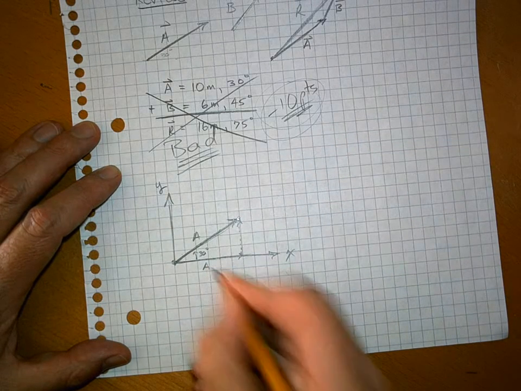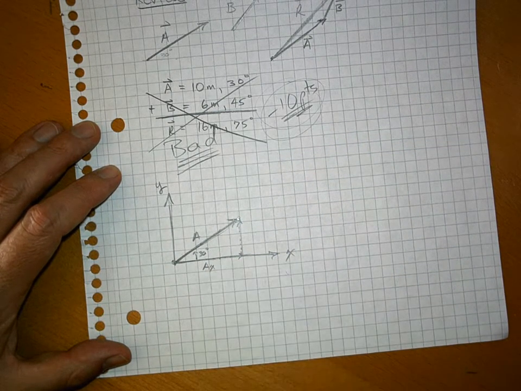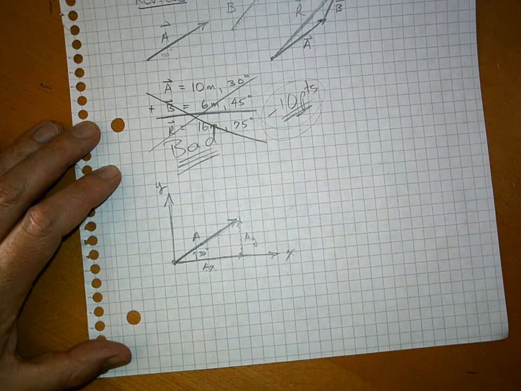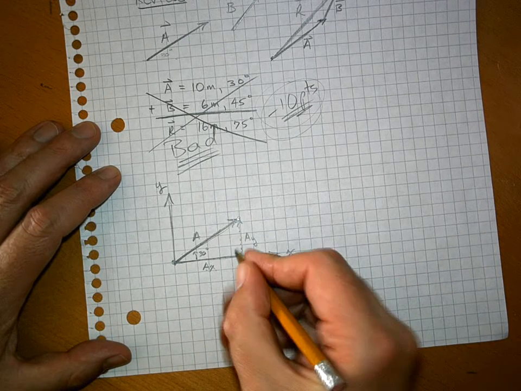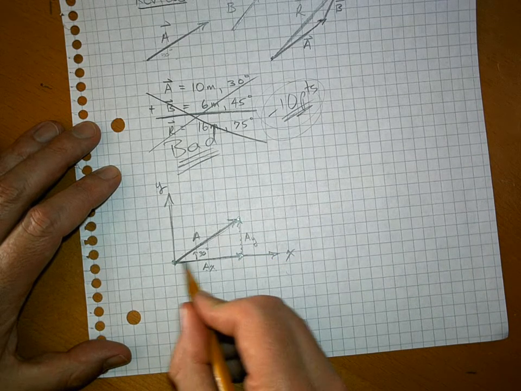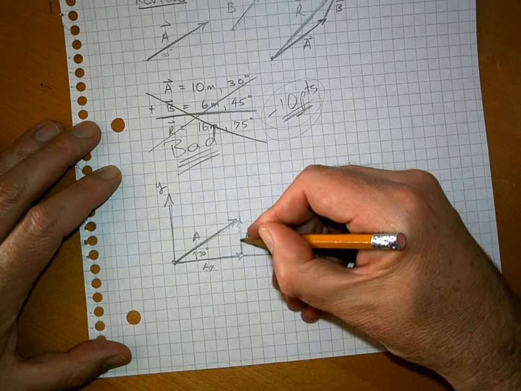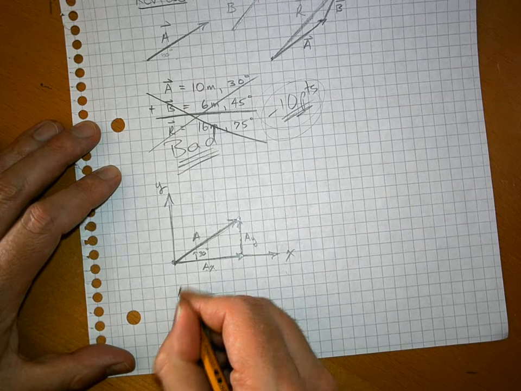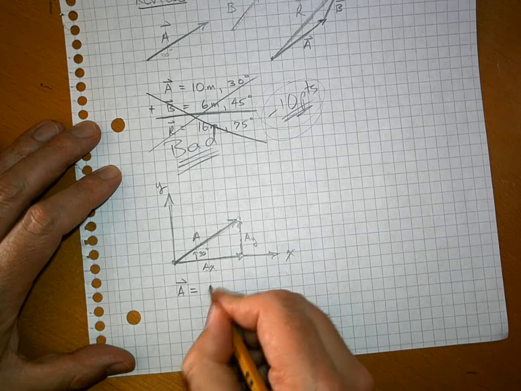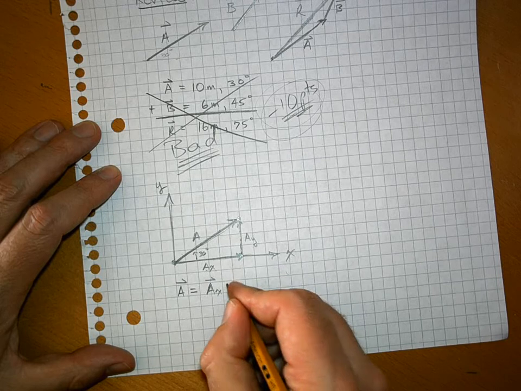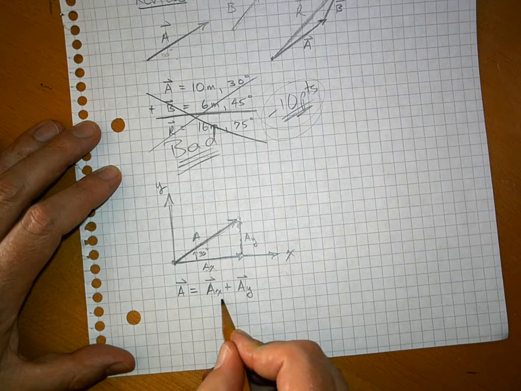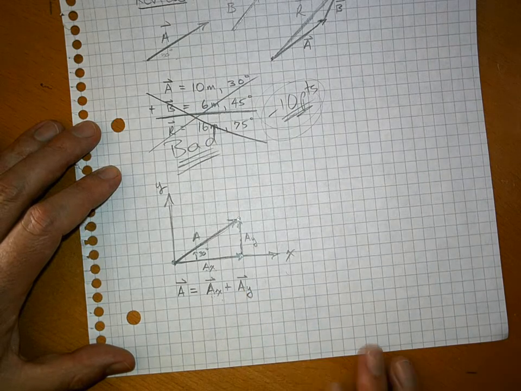Or, using the vocabulary properly, it has an X component. I'm going to call that A sub X. And I'm going to call this the Y component, A sub Y. Now these are vectors. They make a right triangle, don't they? Here's an A_x vector. Here's an A_y vector. And we can say that vector A is equal to the A in the X vector plus the A in the Y vector.